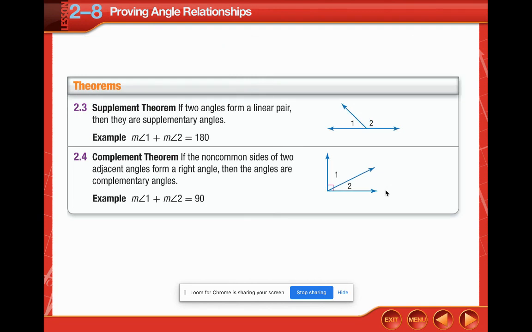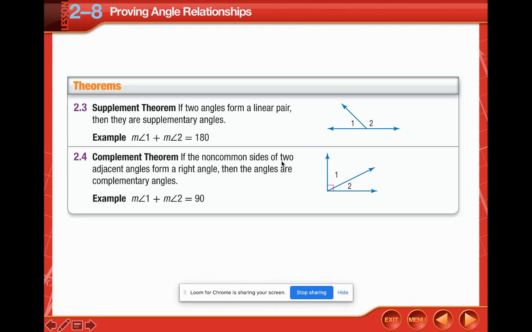Okay, the supplement theorem. If two angles form a linear pair, then they are supplementary angles. Angle 1 plus angle 2 equals 180 degrees. We know a straight line has a measure of 180 degrees, right? So if you add both of these together, because they're supplementary, they're going to equal 180 degrees. They're a linear pair, so the straight line is 180, and you know they're going to be supplementary.